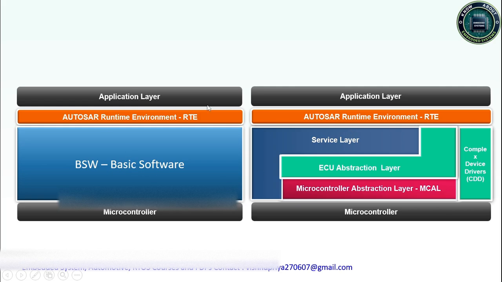Actually, the detailed layered architecture of your AUTOSAR. So we have application layer, then we have RTE, and then we have microcontroller. So everything is same. Now important thing is your base software. If you observe here, the complete base software is divided into 3 plus 1, 4 sub layers. You can see here. One is your service layer, one is your ECU abstraction layer, one is the MCAL layer, and one is the CDD.